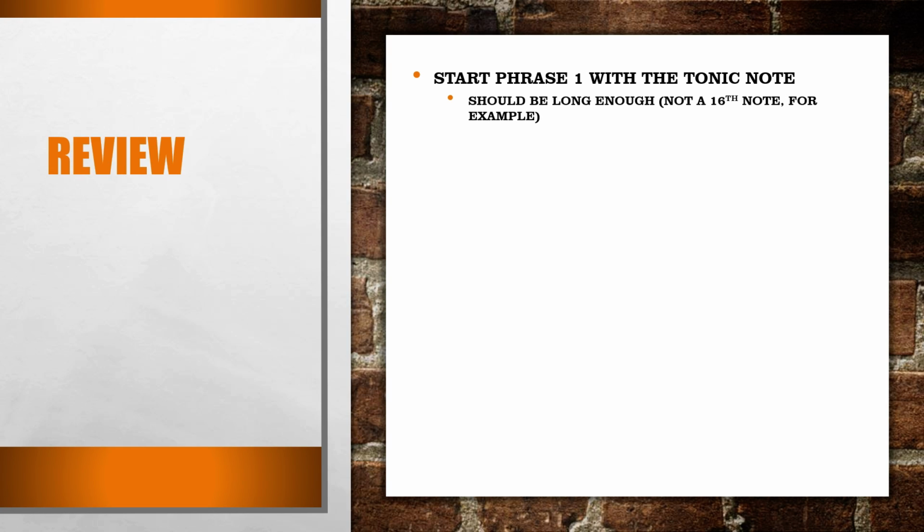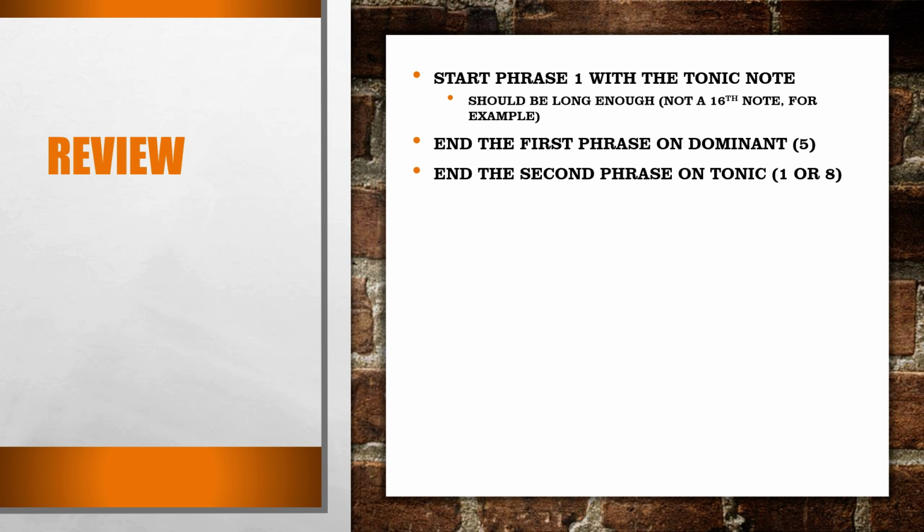So let's do a review. We start phrase 1 with the tonic note. It should be long. You definitely don't want a 16th note, otherwise it's just going to sound like we're rushing past it. It's really hard to figure out what key we're in. End the first phrase on the dominant or the 5th note, and the second phrase on the tonic, which will be 1 or 8. And fill in the first phrase.